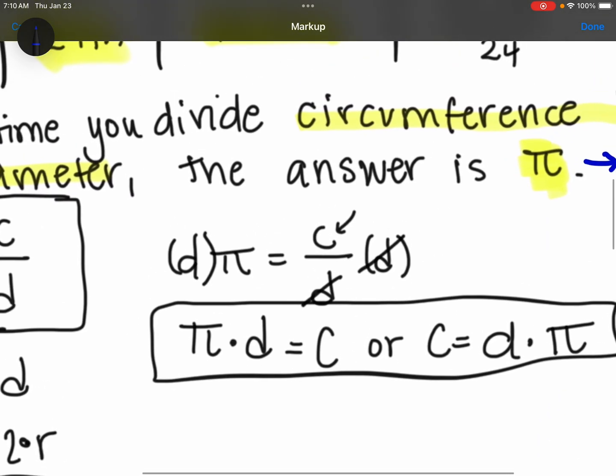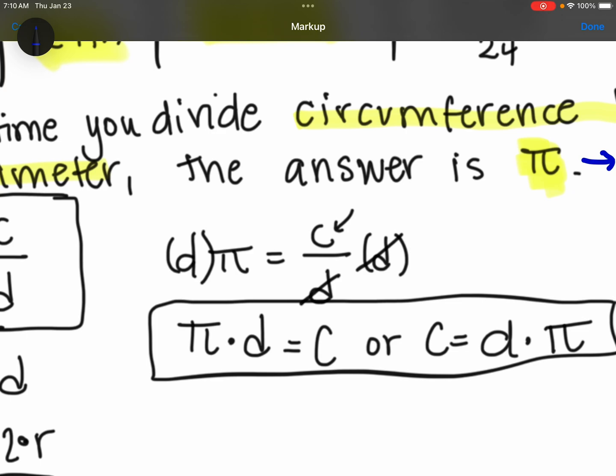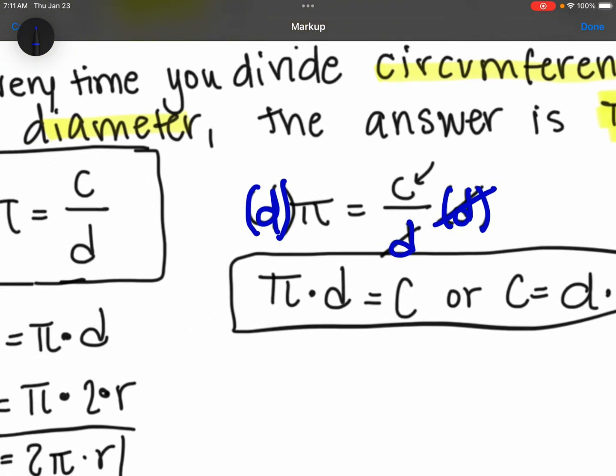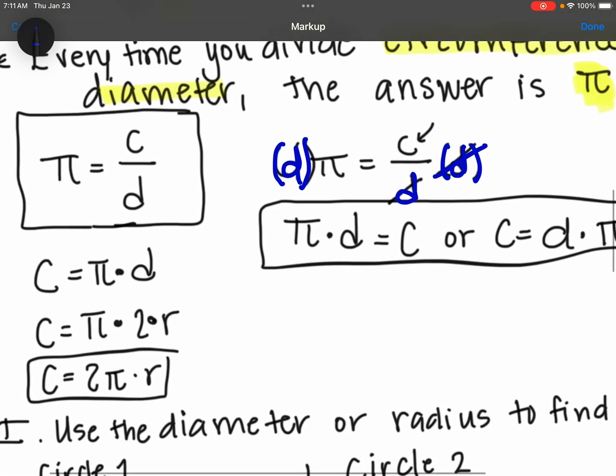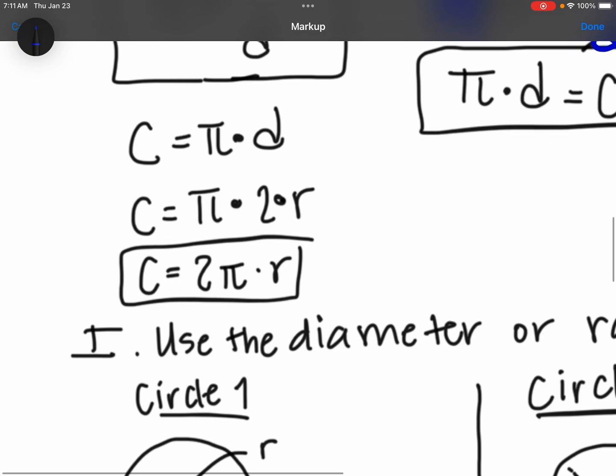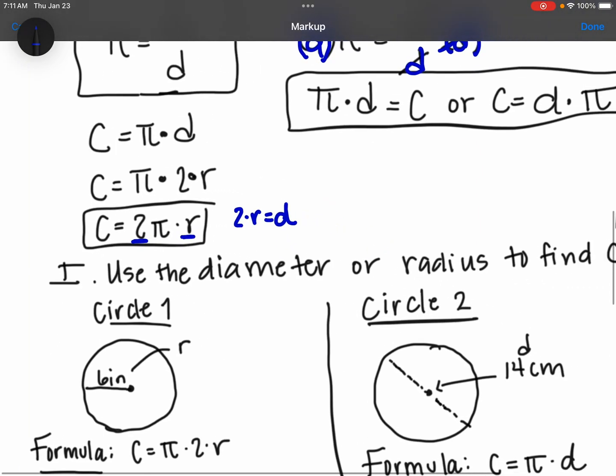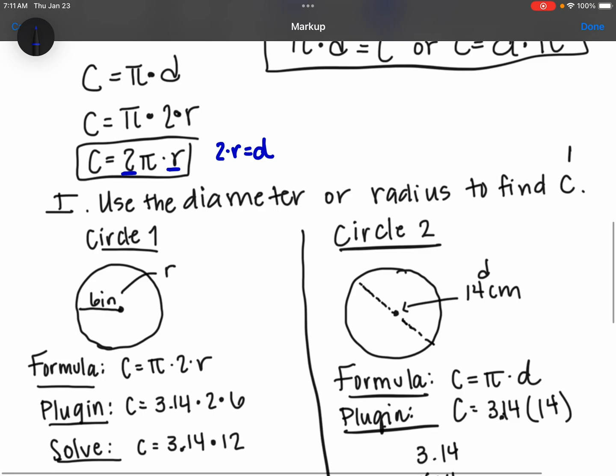So we said if pi equals circumference divided by diameter, what if we wanted to find just a formula for circumference? Since d is dividing, the opposite of dividing is multiplying. So we said you can multiply by diameter, and this would go ahead and cancel on the right. So you're left with circumference equals diameter times pi, which is the formula we'll use, or circumference equals 2 times pi times the radius. Because remember, 2 times the radius is the same thing as diameter. That's what we reviewed before on our parts of circles.